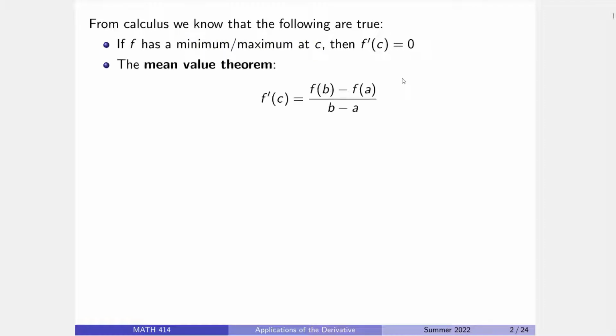Something else that is true about derivatives: the mean value theorem. Your average rate of change coincides with your instantaneous rate of change at some point. So if you travel 80 miles in 1 hour, at some point, you were going 80 miles an hour.